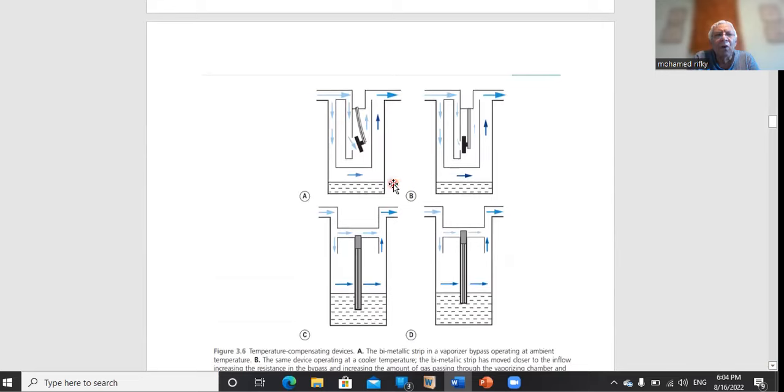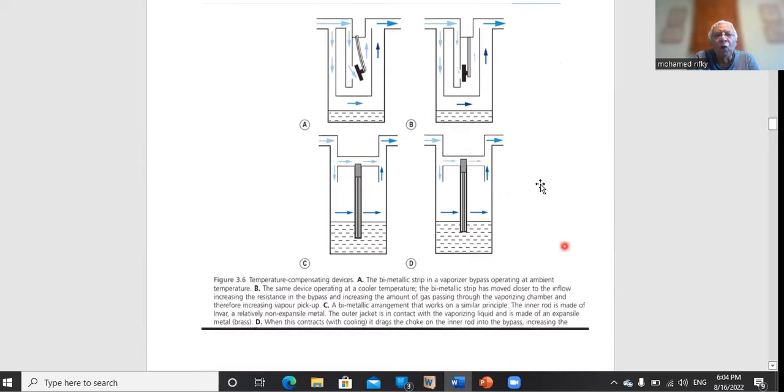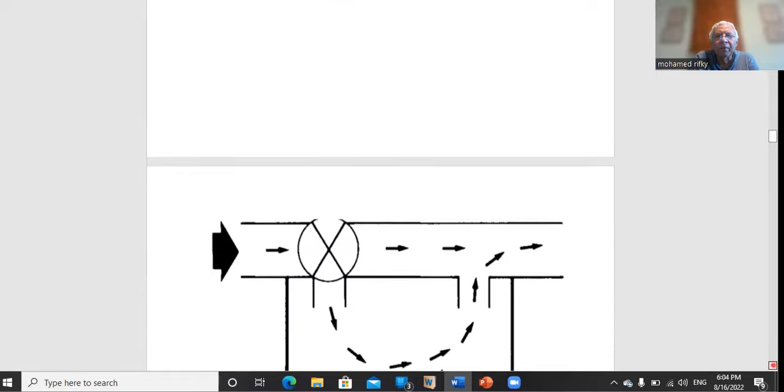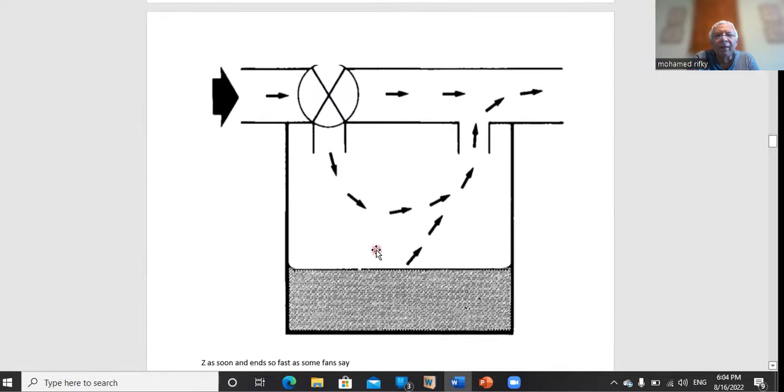And this is going to be explained later on, what we call the bimetallic strip, a strip made of two different metals, and how it closes the upstream whenever the temperature is high. And this is the metallic rod made of Invar and brass, which also controls the opening of the bypass, to minimize it whenever the temperature is high. And this is how the vaporizer works. It's the upstream and the downstream.